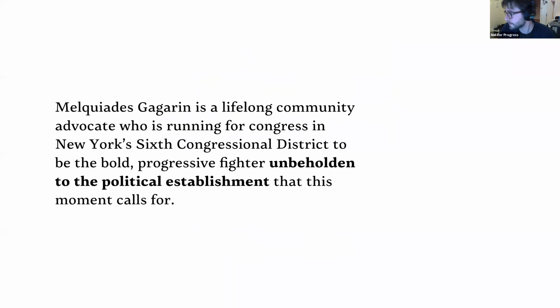Direction number two: unbeholden to the political establishment. If Mel's outside the political establishment, what does an outsider political identity look like? One thing you don't see a lot in political identities is script. So I thought, let's try to design a script that feels inspiring, but also feels masculine.